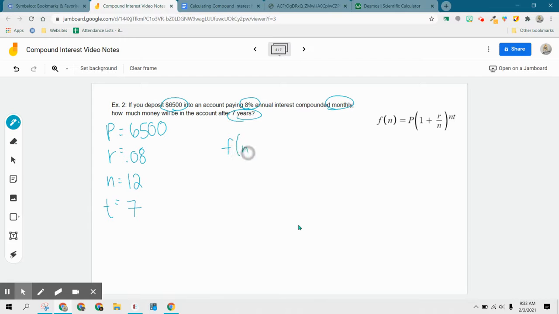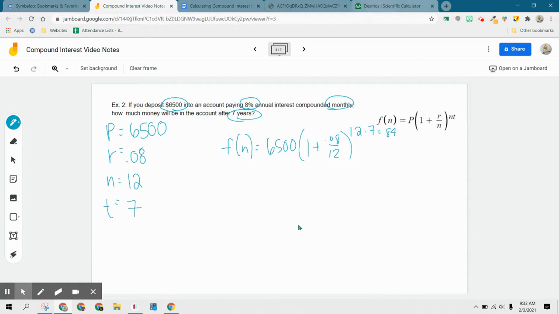Okay, here's what our formula is going to look like. We're going to have our principal. Inside our parentheses, we're going to have 1 plus 0.08 divided by 12. On the outside, this is important, make sure you have 12 times 7, which is 84. So our exponent on the outside there is 84.